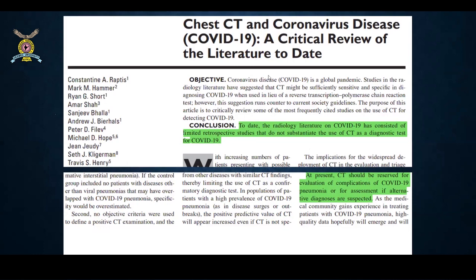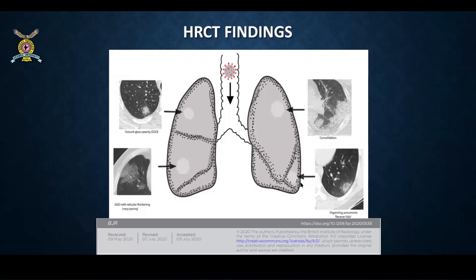So this is a recent review of literature published in the American Journal of Radiology in the month of October this month, which clearly states the same. It also says that CT is specifically used to detect the complications of the disease and to look for any alternative diagnosis. So this is the diagrammatic representation of common radiological findings in COVID-19 patients.